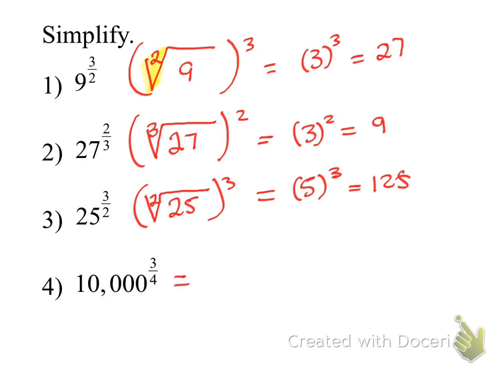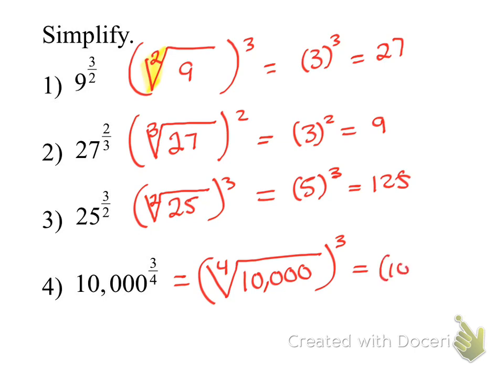Okay, what root is it, Andrew? The root is 4. Okay, what is the base? 10,000. And then we have to do what power? To the third. Good. What is the fourth root of 10,000? 10. And then to the third power, what does that equal? 1,000. Perfect. Get it? Okay.